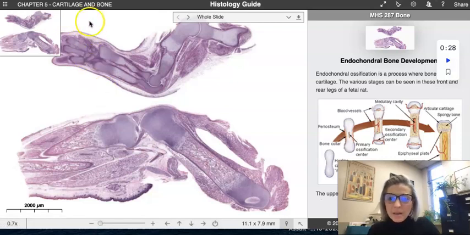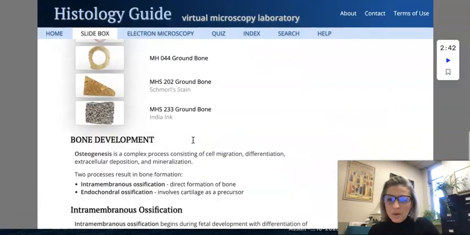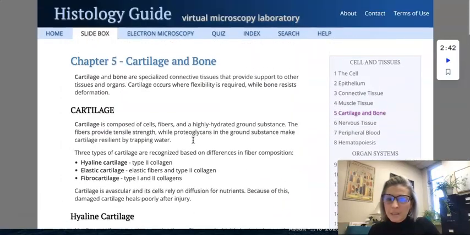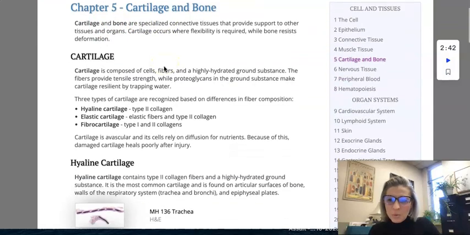Okay, welcome back. What I have here in front of us is long bone formation. And so we have this fetal bone development. And if I jump back to our guide, just to show you where we are, we're under Chapter 5, cartilage and bone.